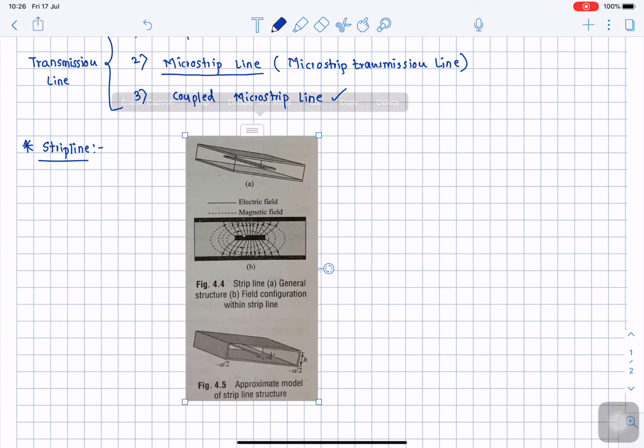That means the signal is propagating into the plane of the paper. When the signal is propagating into the plane of the paper, the magnetic field lines will form a closed loop and the closed loop direction is shown as over here. So these red color dotted lines are indicating the closed magnetic field. Please remember, closed loop magnetic field. Okay, so this is the electric and magnetic field configuration for the strip line.